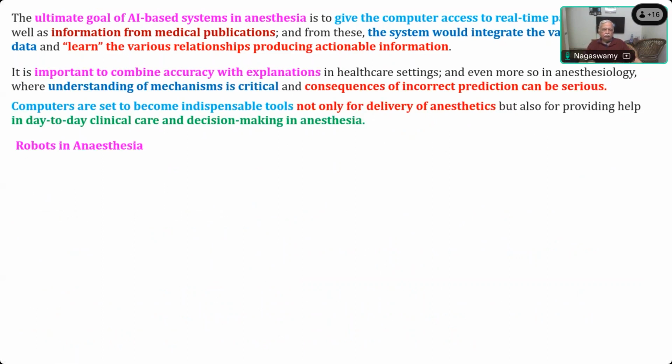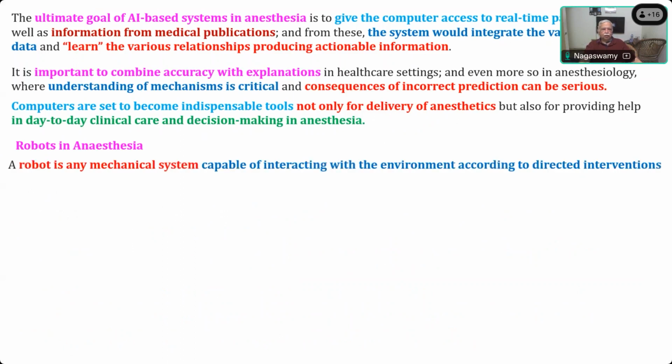Then the next thing is there are robots in anesthesia. Any idea how to classify these robots in anesthesia? Your TIVA or TCI pump, that itself is like a robo only, isn't it? Just like the movie Endran, you give the program and leave that. Chitti will do everything, isn't it? In that movie, like that, a robo is any mechanical system capable of interacting with the environment according to directed interventions. That is what a robo is.